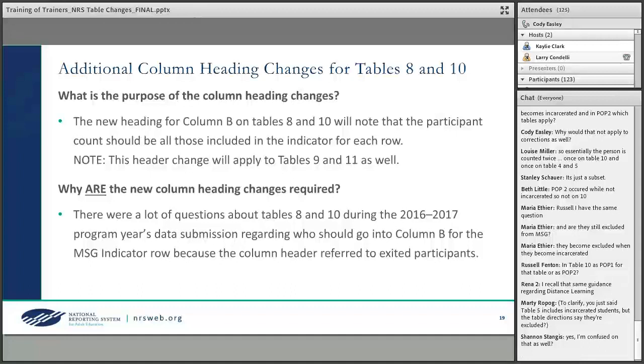And I forget what your third category was. You talked about distance ed and correctional ed. Family literacy. But family literacy is the same thing. Family literacy is an optional table. Table 10 is not optional. 4C is distance ed. That's an optional table. The family literacy table is optional. But the correctional ed table, Table 10, is required.